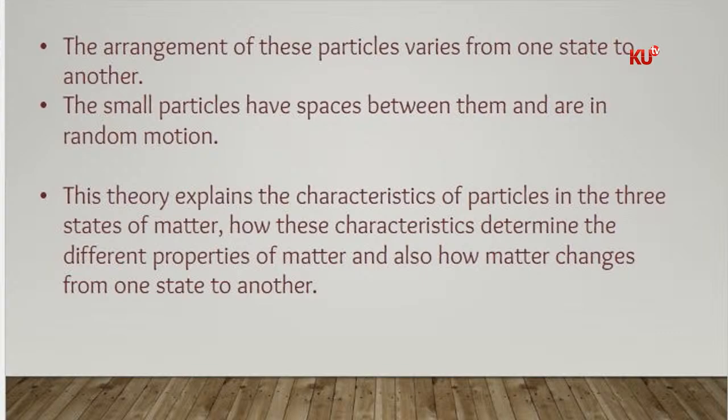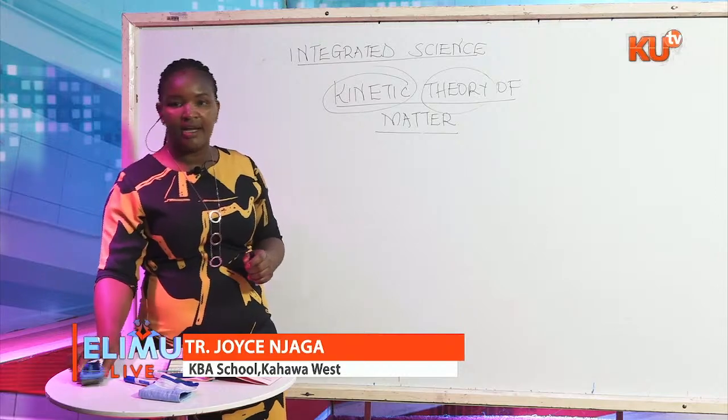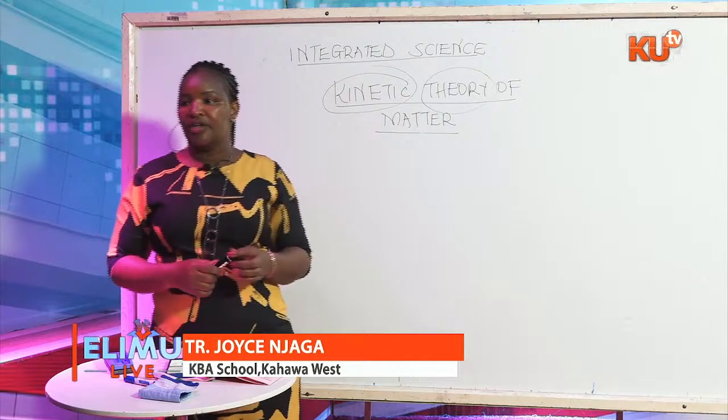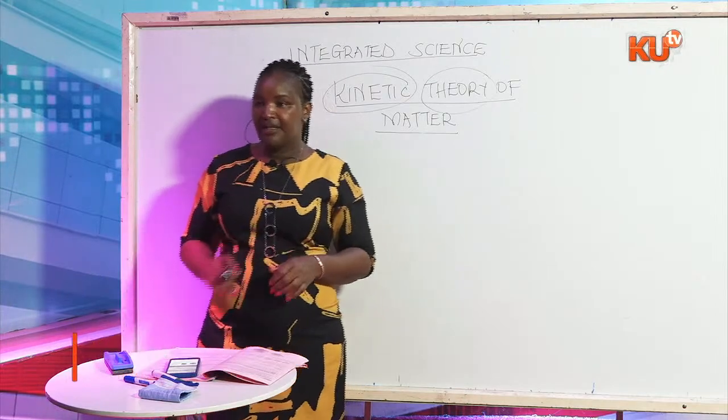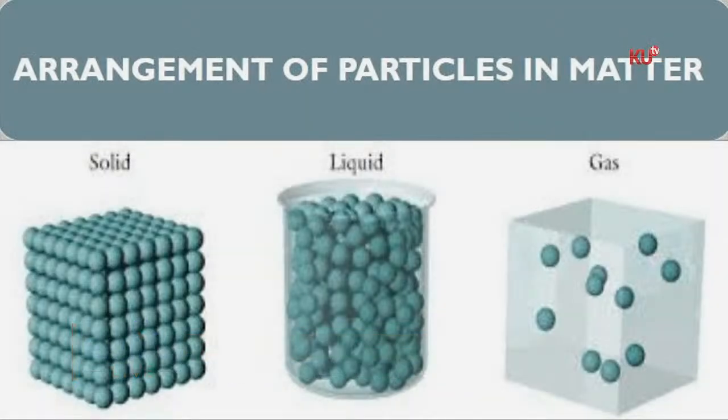So I want us to look at the arrangement of particles in the three states of matter as explained by the kinetic theory of matter. On your screen, the subtopic there is arrangement of particles in matter. In the first diagram, you can see a solid. I know you can just see balls there. I'll be explaining what those balls are all about.